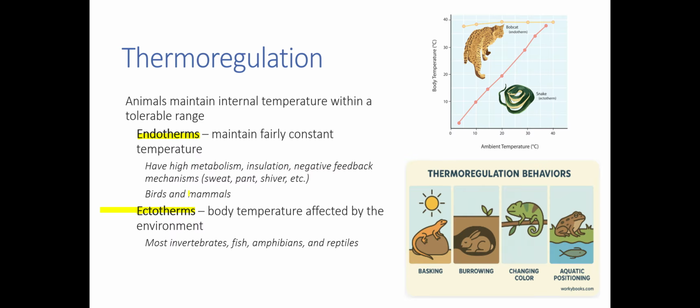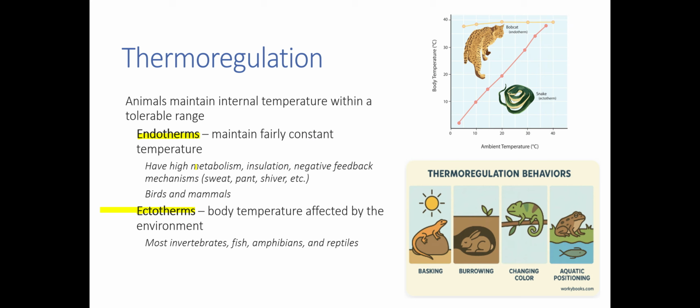Now, endotherms, though, have a constant temperature. We are endotherms, and so are mammals and birds. And so if it's cold outside, that doesn't mean that our bodies are cold. We have mechanisms that help us maintain a relatively constant body temperature. For us, it's around 98.6 degrees Fahrenheit or 37 degrees Celsius. And if we go too high above or below, we could be in some serious trouble.